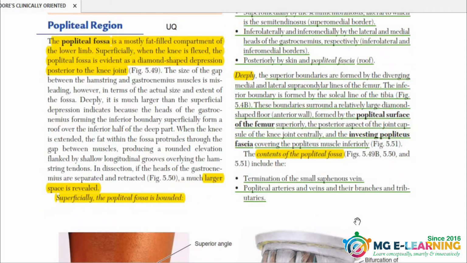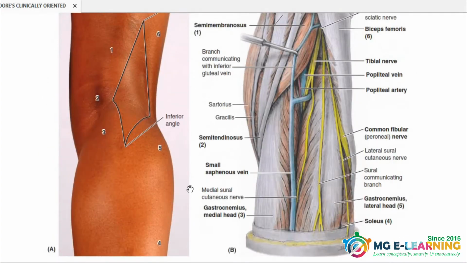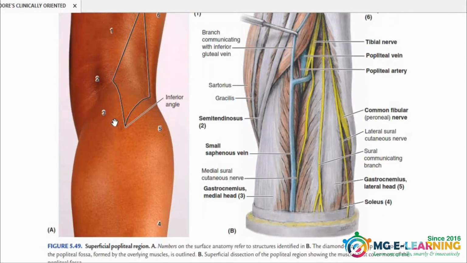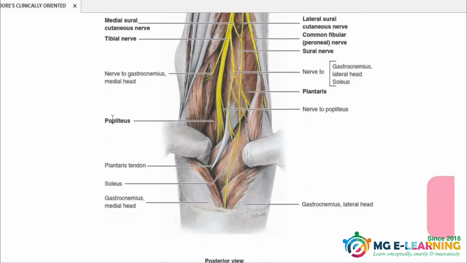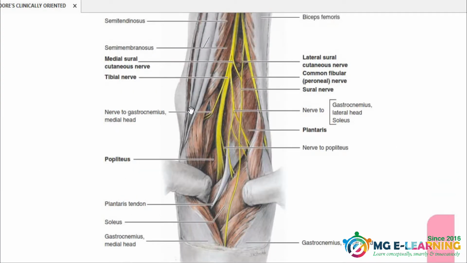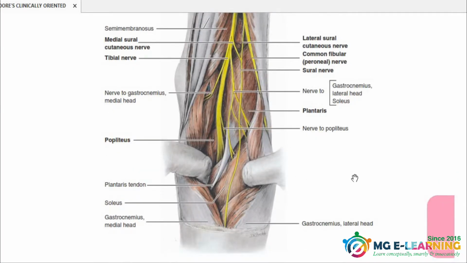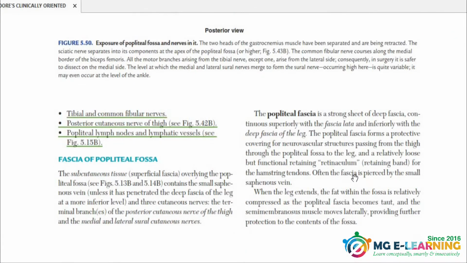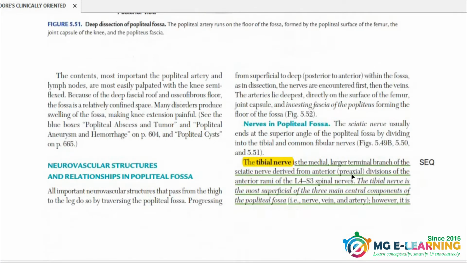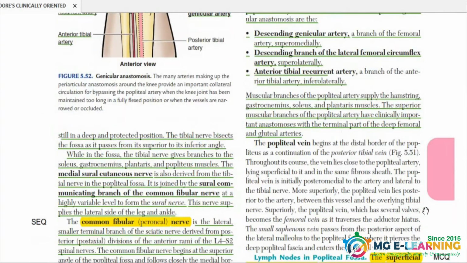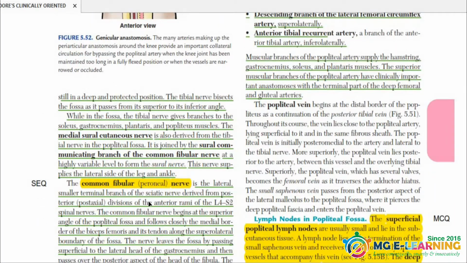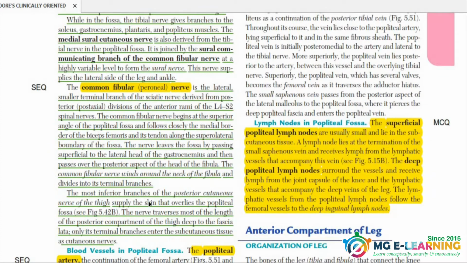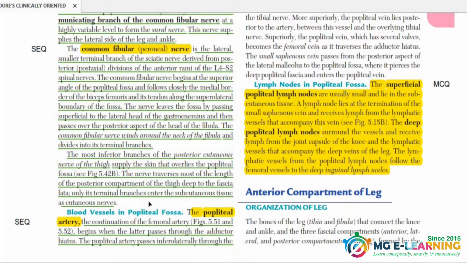This one. And this one is the popliteal fossa on the back of the knee. And this diagram represents the structures present in popliteal fossa. Then tibial nerve, it is very important from the SCQ point of view. Then common fibular nerve, it is also important from the SCQ point of view. You have to know their origin, courses and branches.